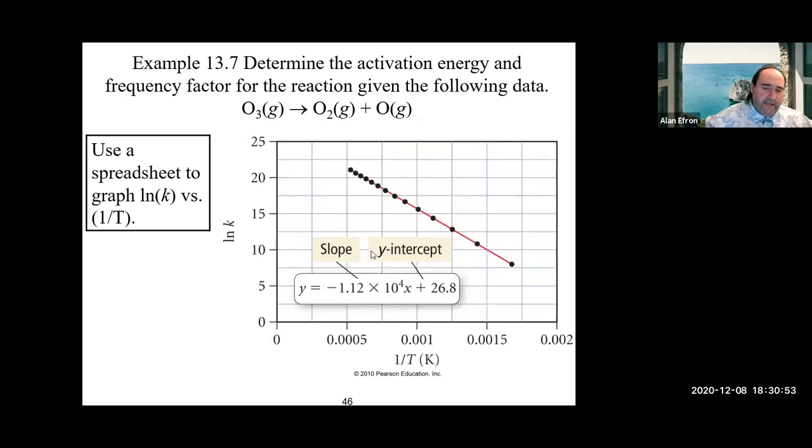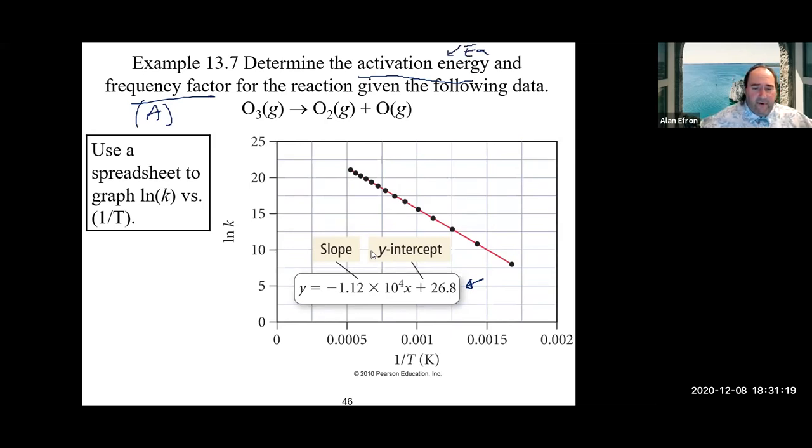And again, you would get that equation from that straight line. You probably wouldn't want to do it by hand, but something like Excel would help you out in graphing that. And we can use this to solve for the 2 things that it's asking for. It's asking for what is the activation energy and what is the frequency factor. So frequency factor, again, is A. Activation energy is our E of A.